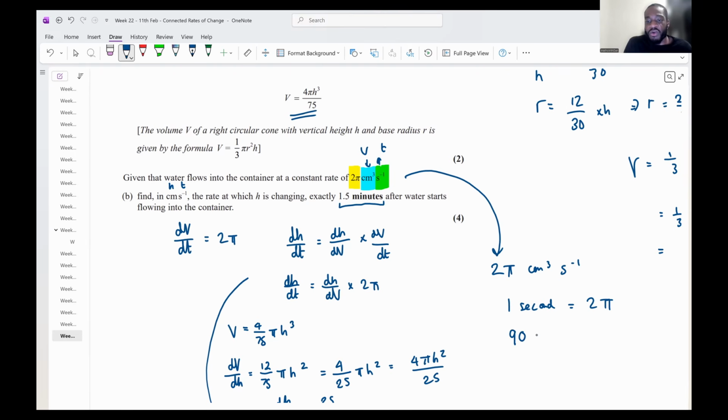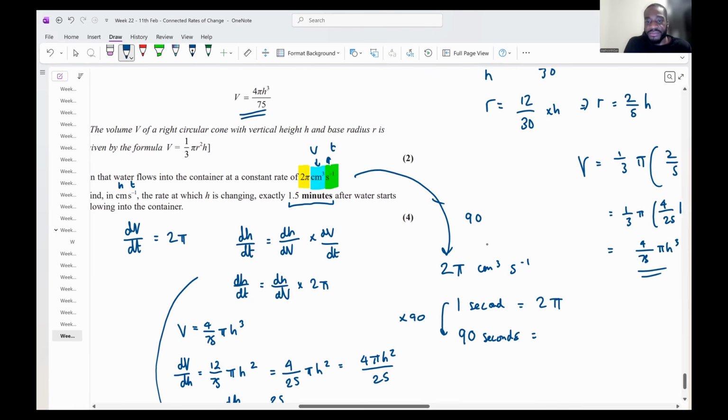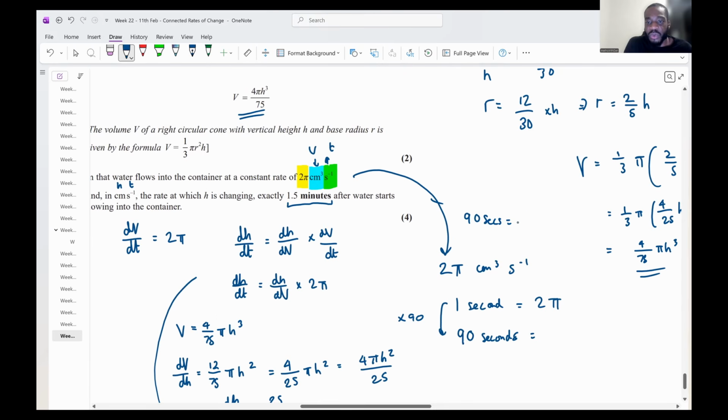So I want to figure out what the volume is of this cone after 90 seconds, right? We just do that by multiplying it by 90, don't we? Let me write in brackets here: 90 seconds is equal to 1.5 minutes, right? So that means multiplying by 90 gives me 180 pi. So this is telling me what the volume is 90 seconds after water starts going in.